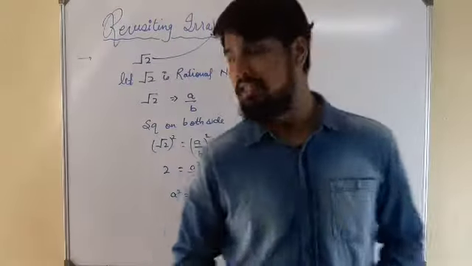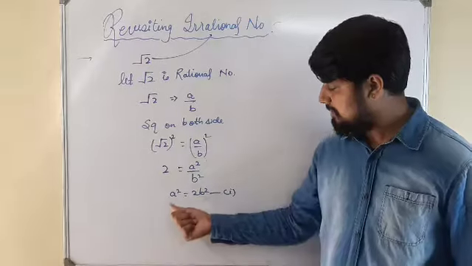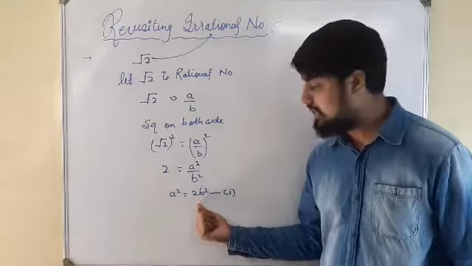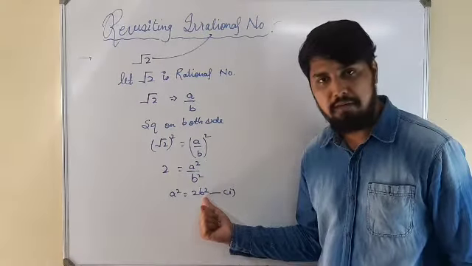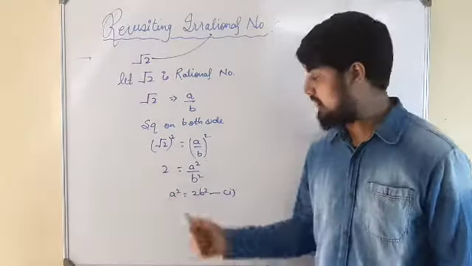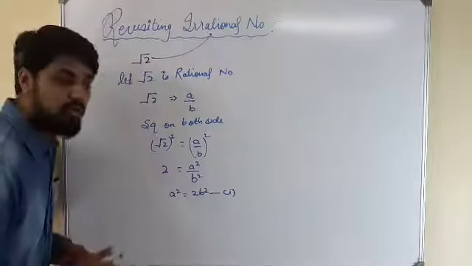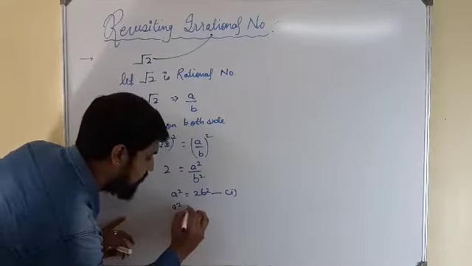Now when we see this statement, what does it mean? This statement means a square is equal to 2b square. That means b square is some number, and when we multiply this b square by 2, we get a square, which means that this a square is a multiple of 2.